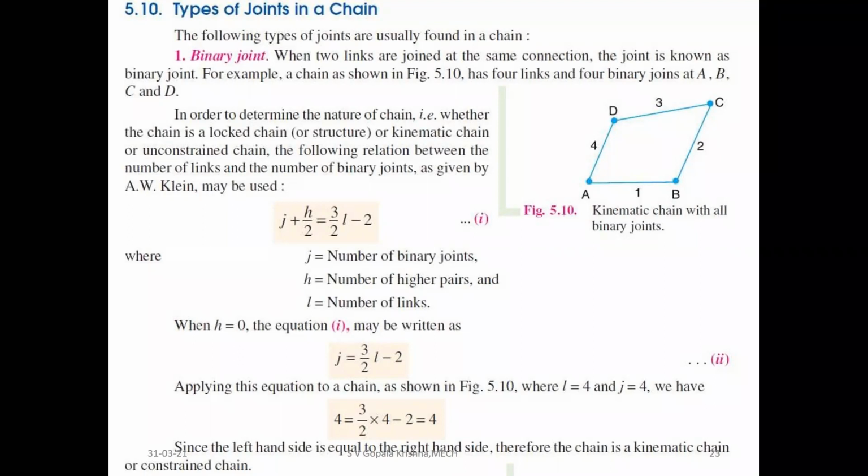So a higher pair means when the pair is having point or line contact, that pair is known as the higher pair. So point or line contact. H is the number of higher pairs, and L represents the number of links. So that is the relation.